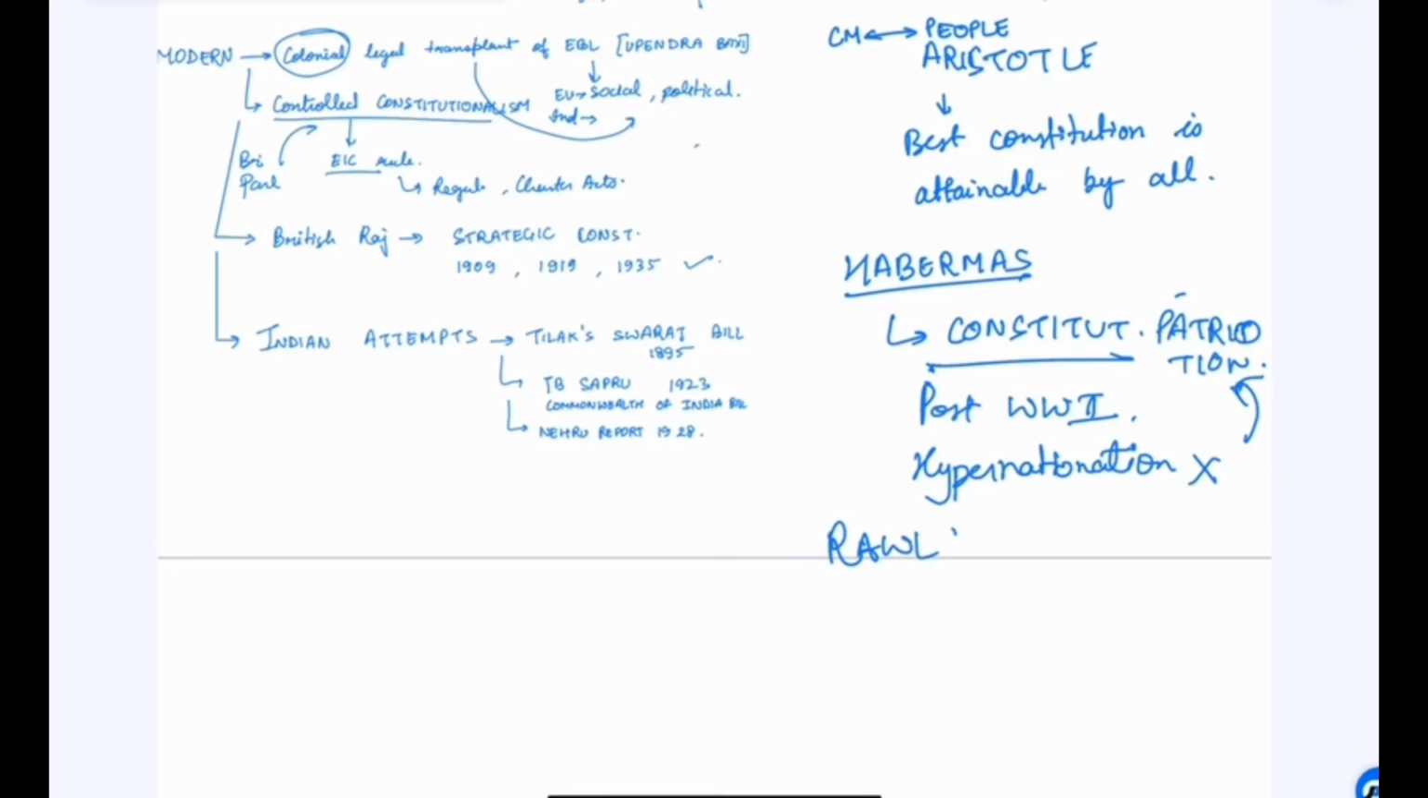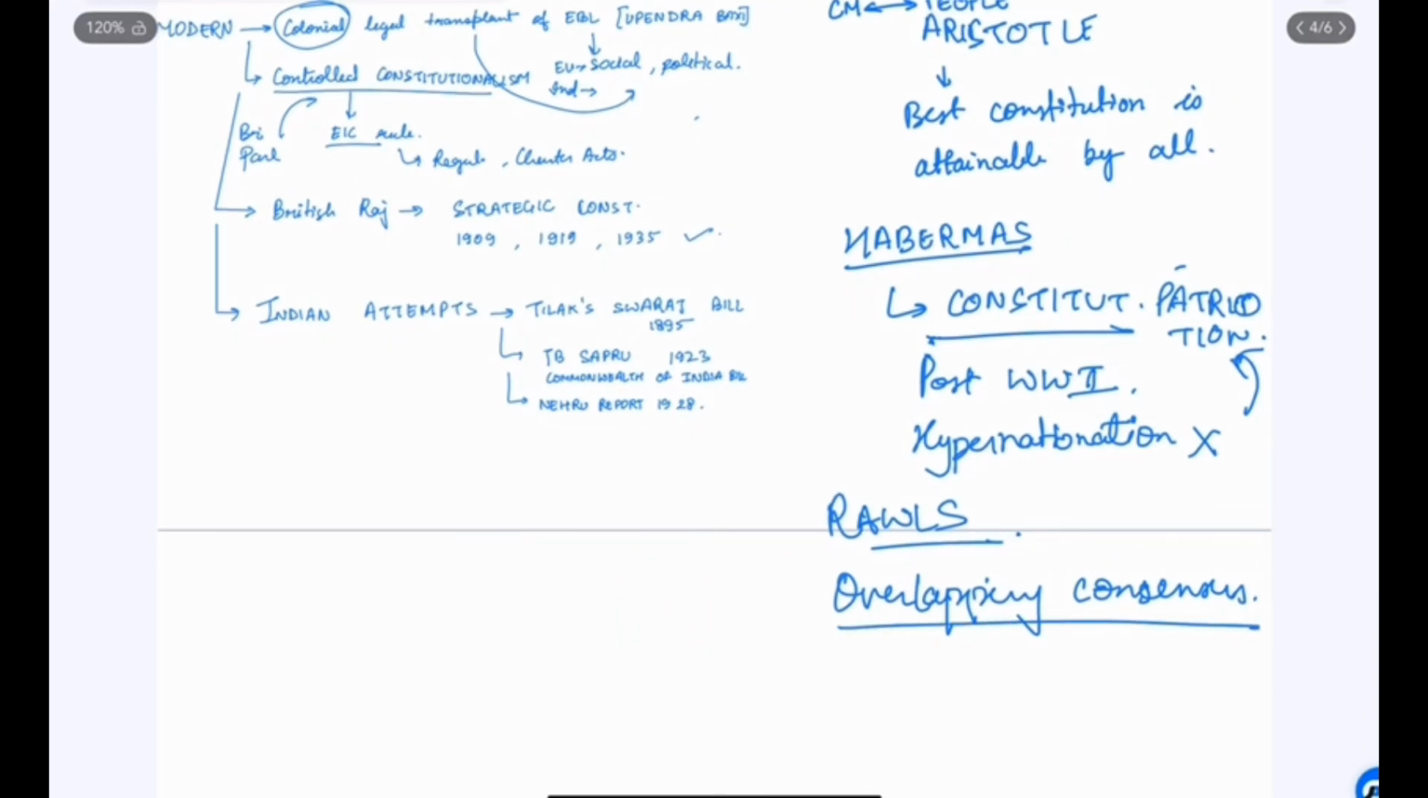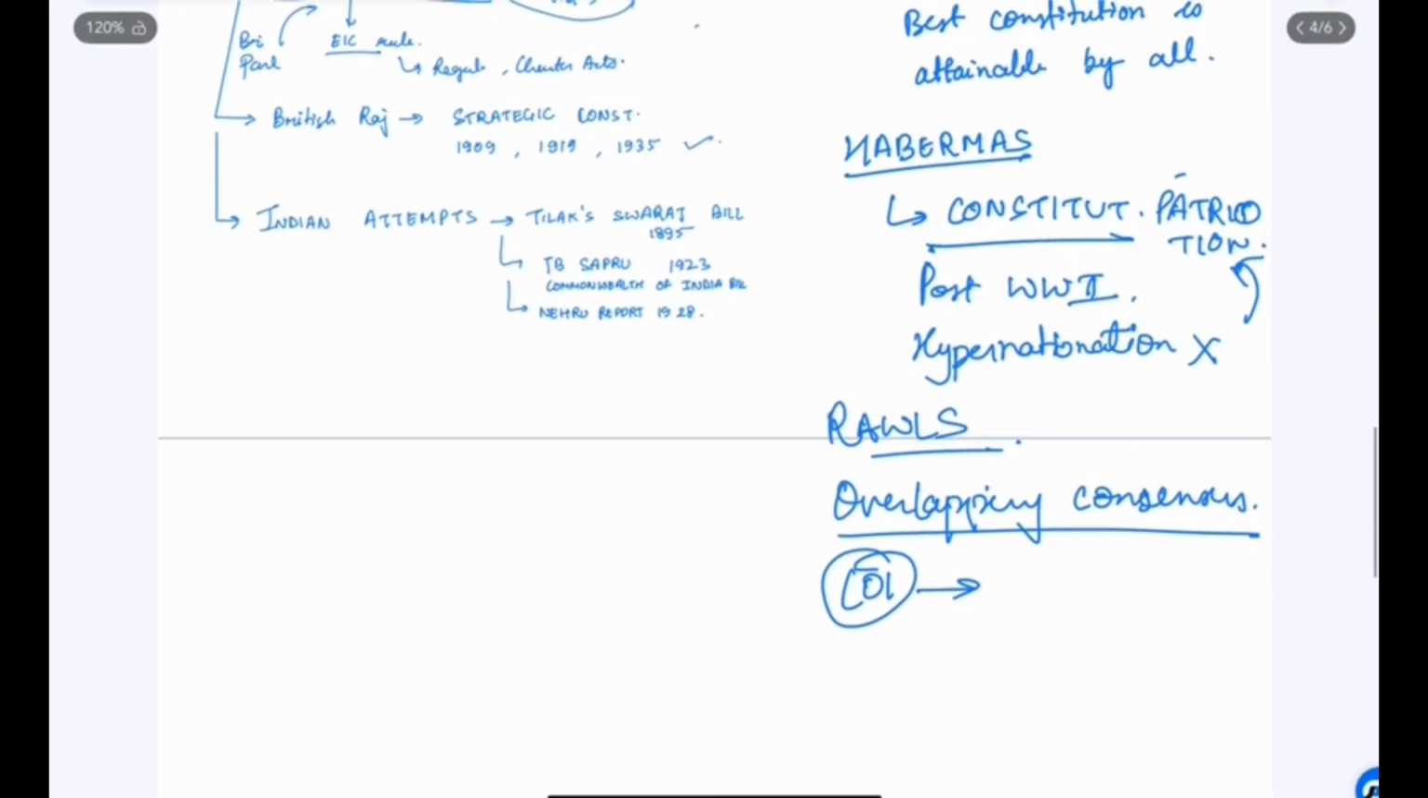Now, Rawls. Rawls has given the concept of overlapping consensus. And overlapping consensus, although he gave it, I think, in the 1990s, was already present in the Indian Constitution. See, India is a very diverse country. So there cannot be a consensus on every aspect of life. But there are certain areas where we as citizens of India agree. So that is very similar to what overlapping consensus of Rawls says.